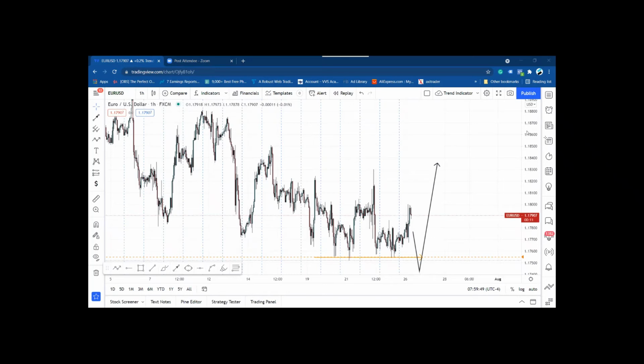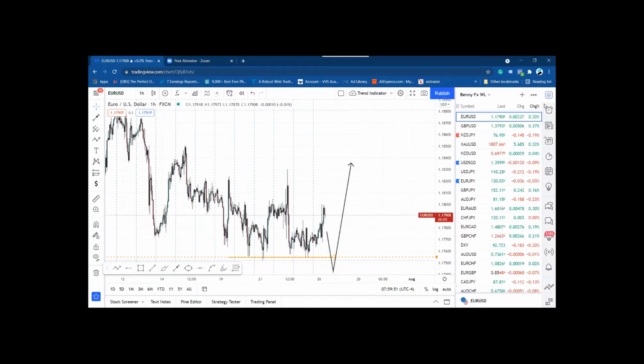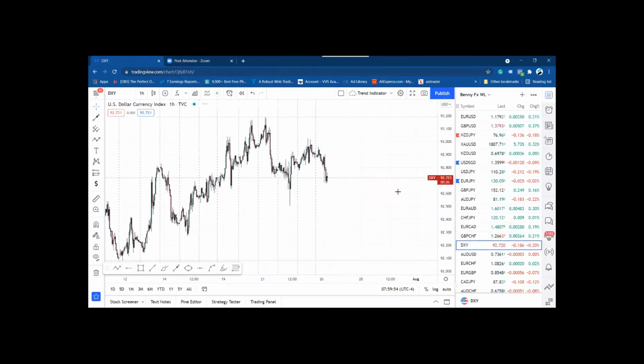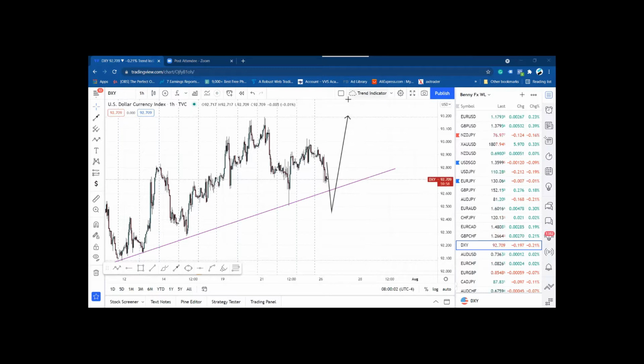Okay, let's start with our US dollar index as usual, right? I like to start with the dollar index so that it gives us a sense of direction for the rest of the major currencies. That's what I usually like to start with.